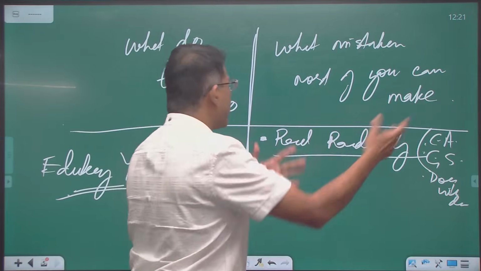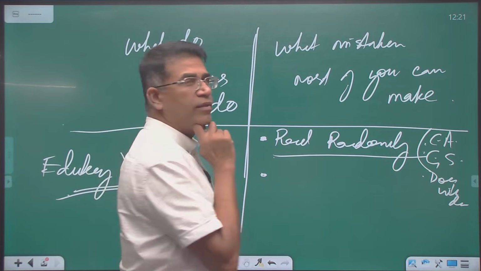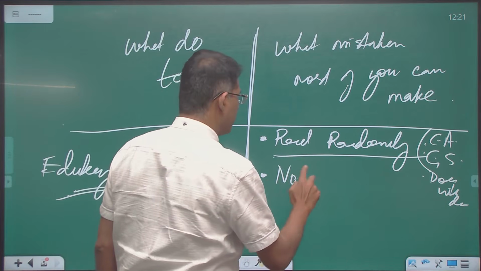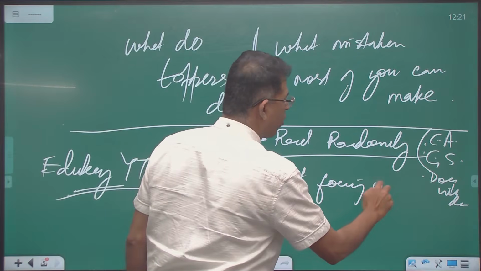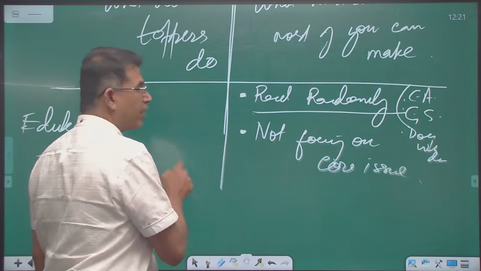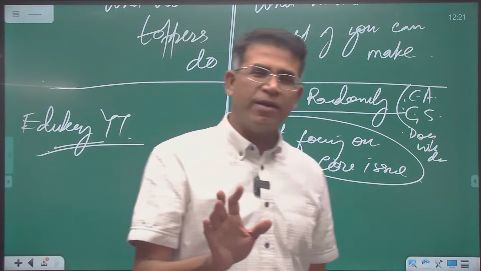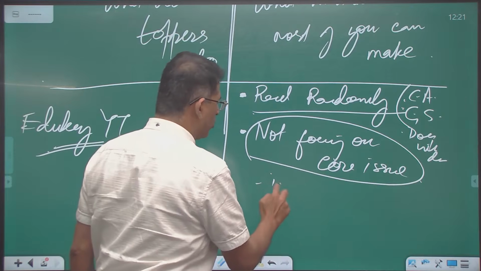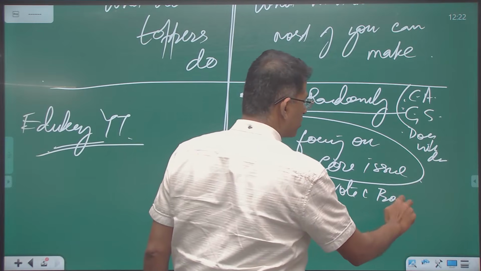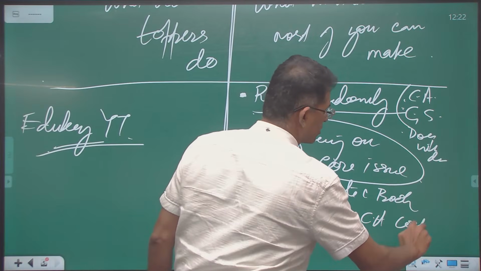So you end up reading anything, everything. Don't do that. Mistake is not focusing on the core issues. इसका most common example है, most of you ignore your notes and books and you run after current affair compilations.